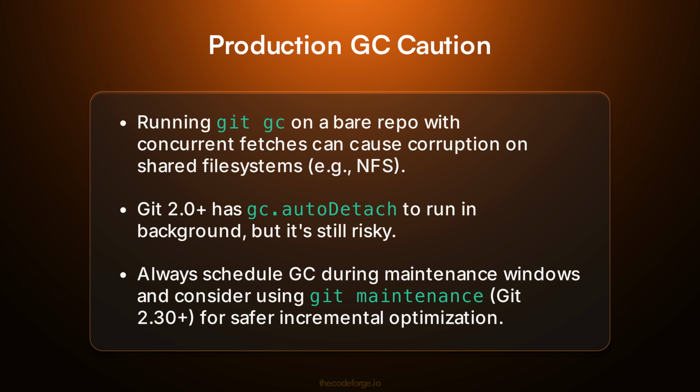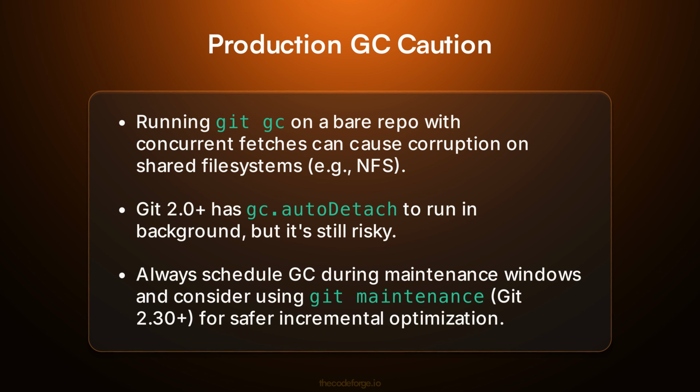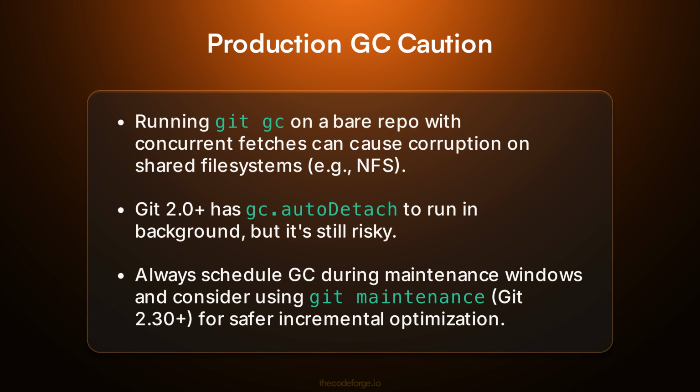Running git gc on a bare repo with concurrent fetches can cause corruption on shared file systems, e.g., NFS. Git 2+ has gc.autoDetach to run in background, but it's still risky. Always schedule gc during maintenance windows and consider using git maintenance, Git 2.3+, for safer incremental optimization.